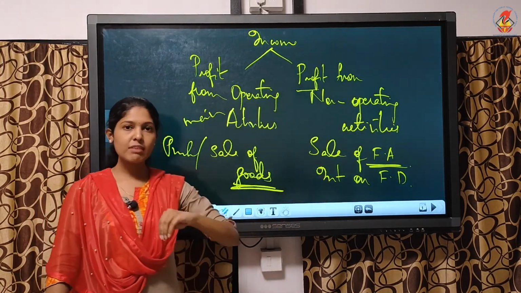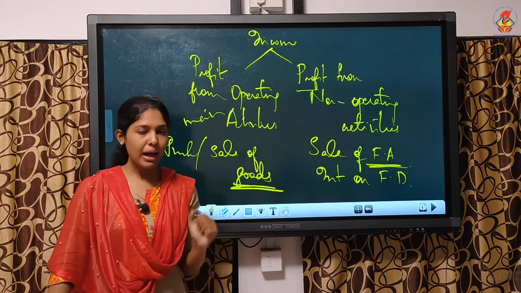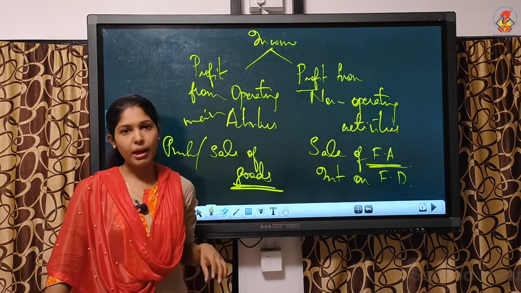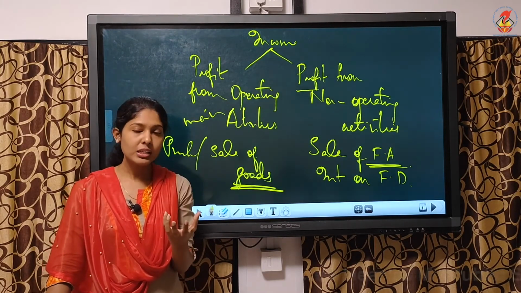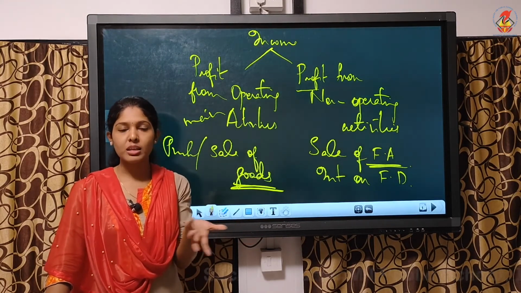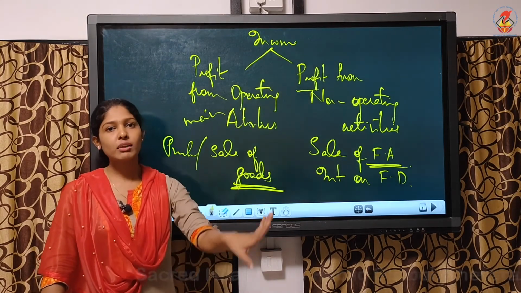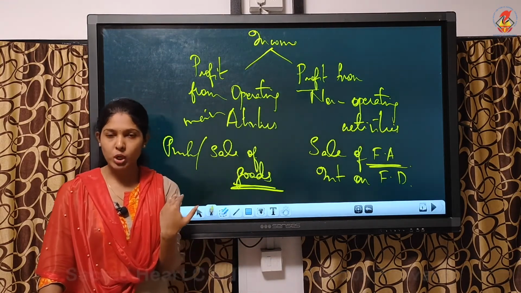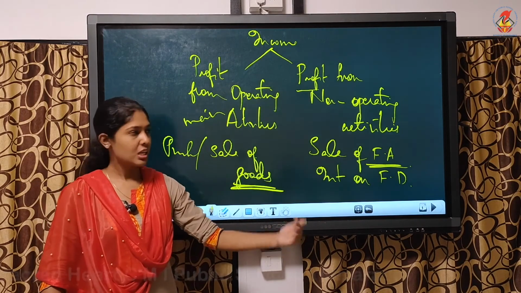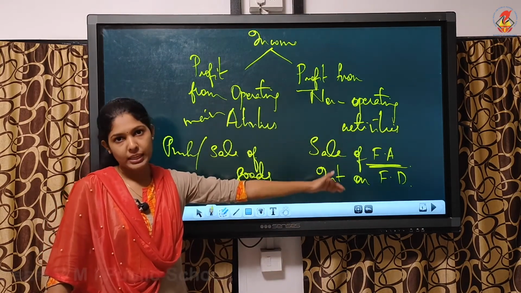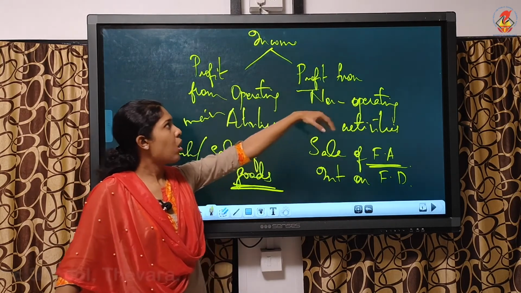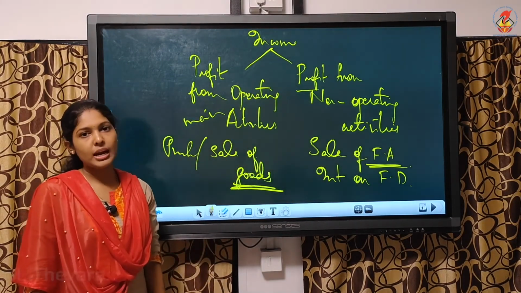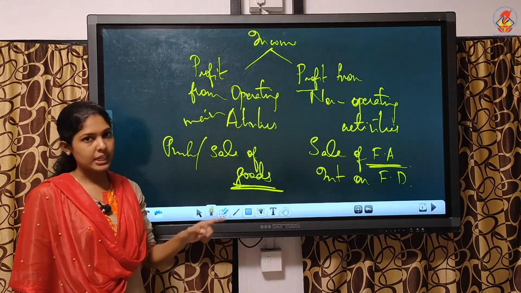The FD, the savings which you invest in your bank, or the FD which you open in a bank, on that you are getting interest. But is that your main activity? No, that is not your main activity. As part of savings, you are investing in the bank and you are getting income on that. That's called interest on FD, but it is non-operating. So, what you get from non-operating will also be included under the term income.